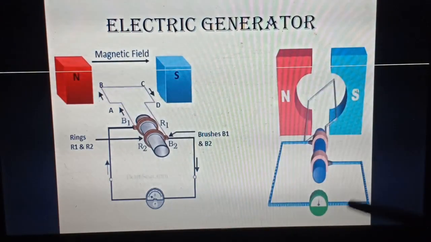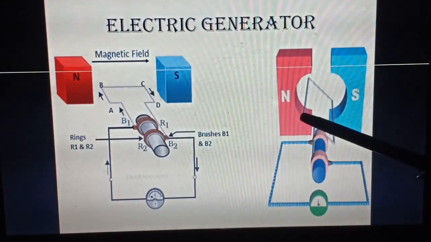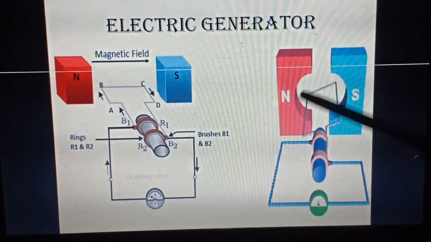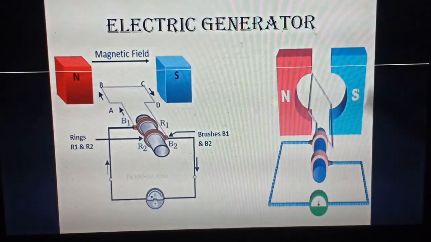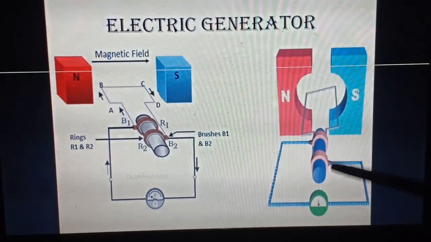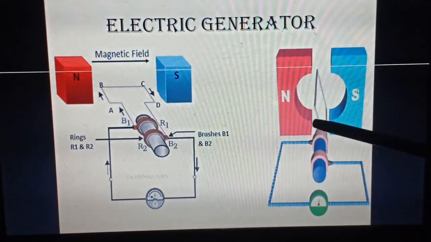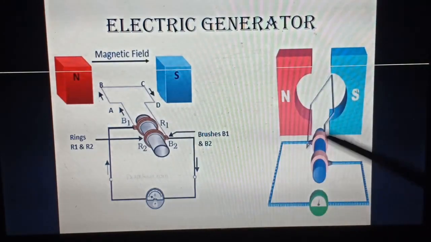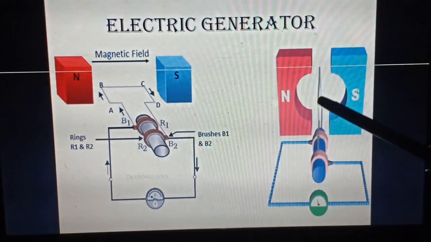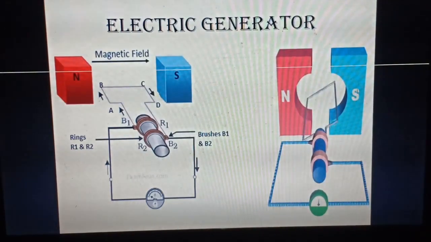This kind of construction will produce AC current in the circuit, because whenever this loop is moving, in the first half the current will be in one direction. This direction of the induced EMF can also be found by using Fleming's hand rules. So in the first half, the direction of current will be in one direction. In the second half, when the axle is again moving, the direction of current is opposite. So the electric generator is producing an AC current.